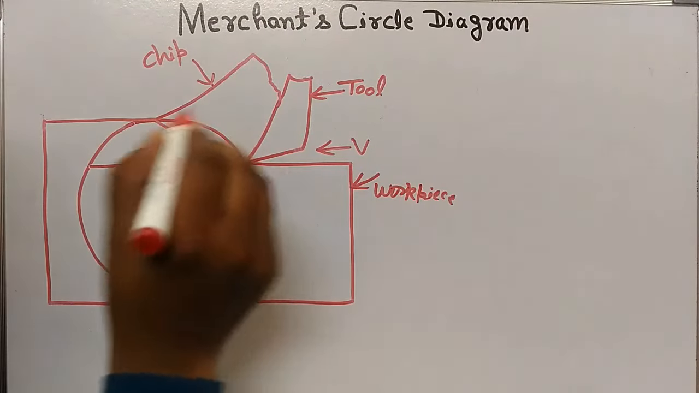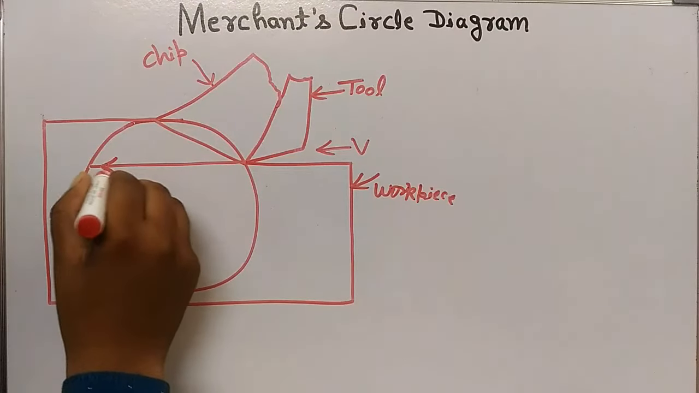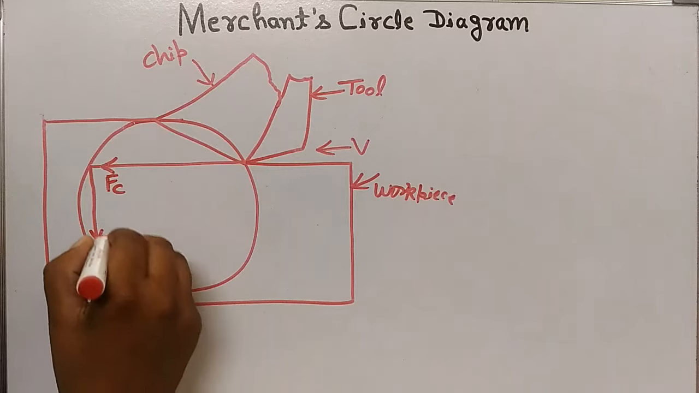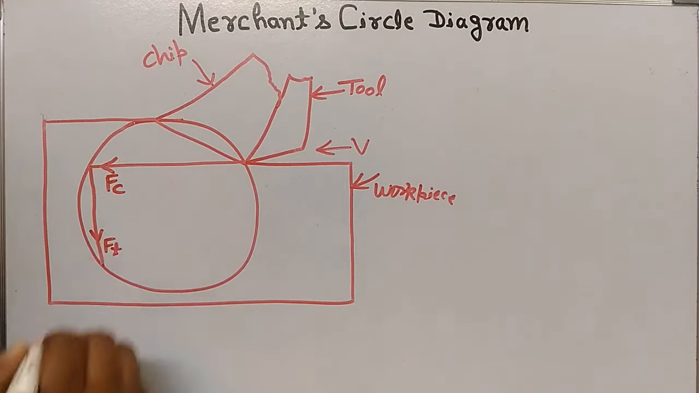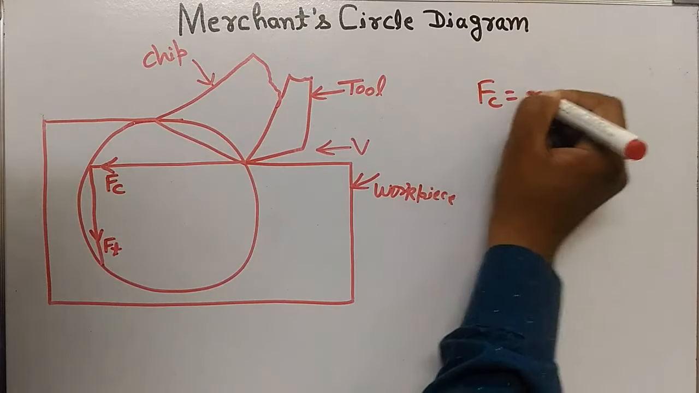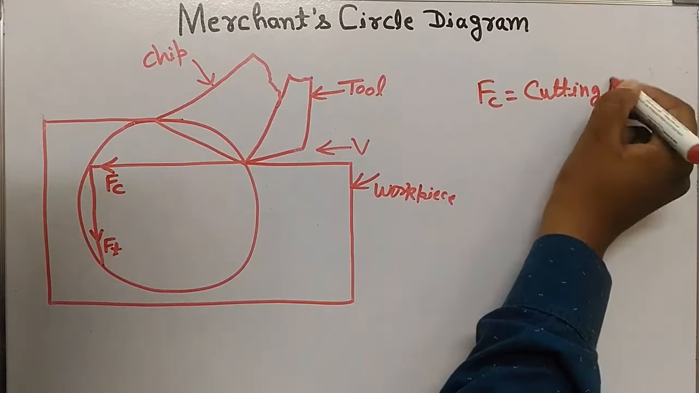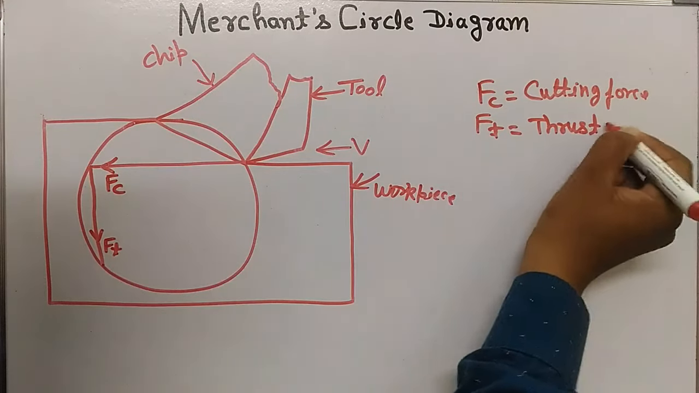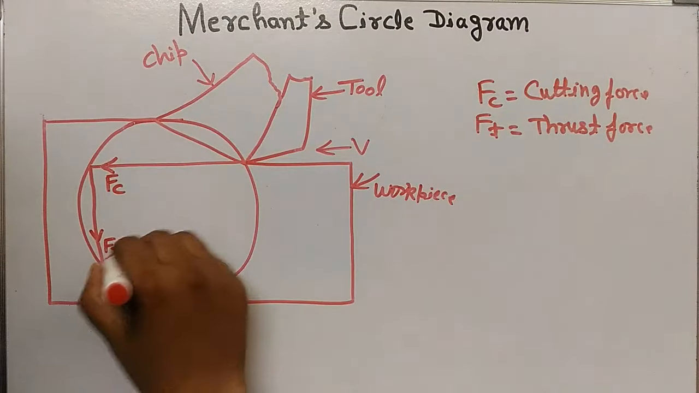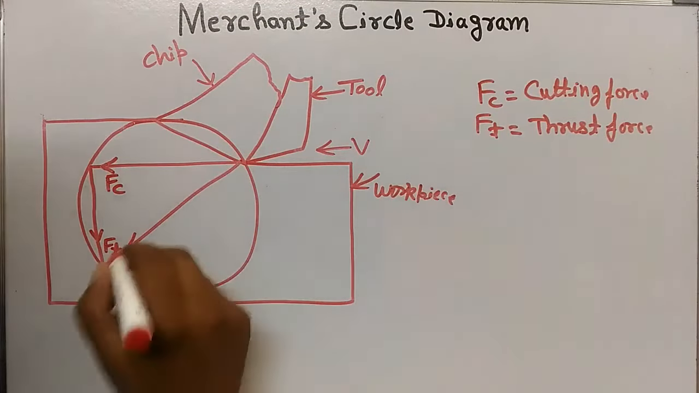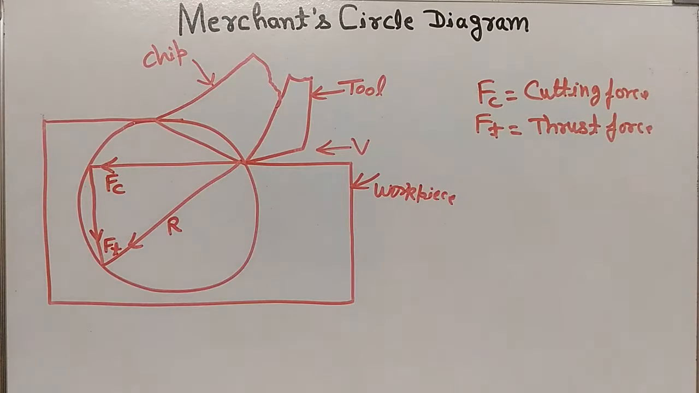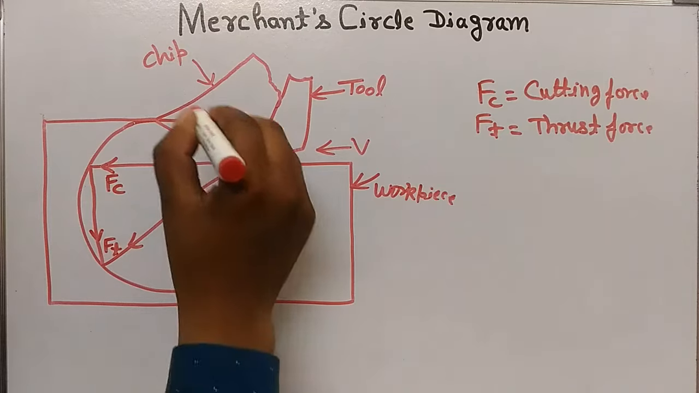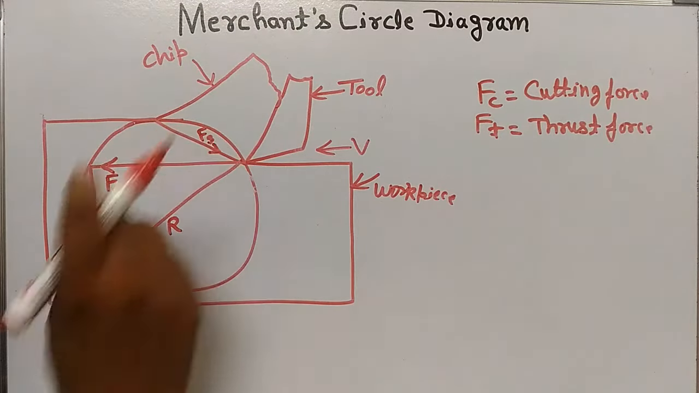This is cutting force, FC. FC is the cutting force. This is thrust force, FT. FT is the thrust force. FC, cutting force, and FT, thrust force. And this is resultant R. R is the resultant force, and this force is shear force, Fs. Fs is the shear force, and this is normal to shear force.